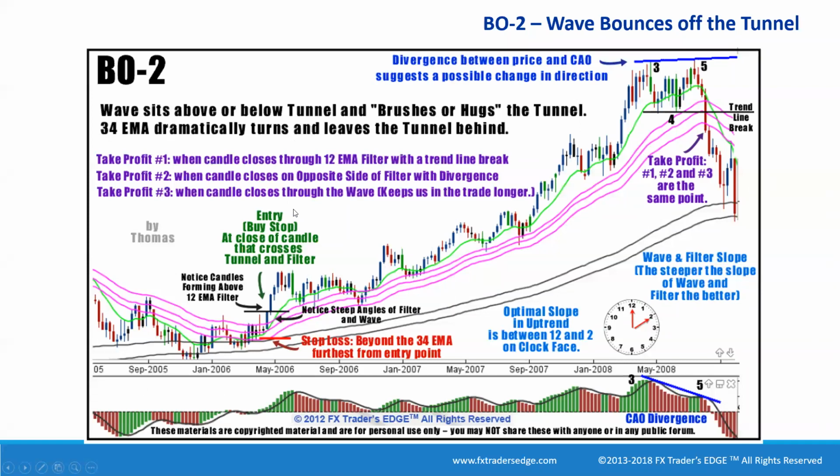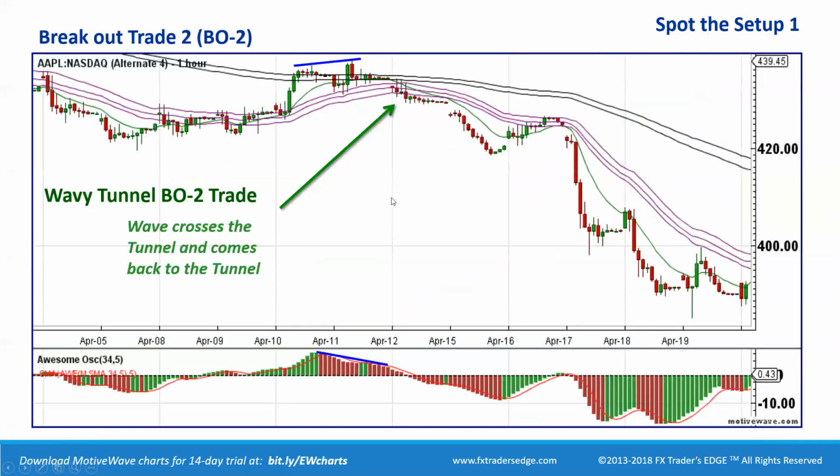And again, the entry stop would be at the close of the candle that crosses the tunnel and the filter. So right here, this is the candle close. So this is the breakout 2 trade. The wave hugs the tunnel, and price does come back up to the tunnel in this case. This is Apple, and this is the hourly chart.